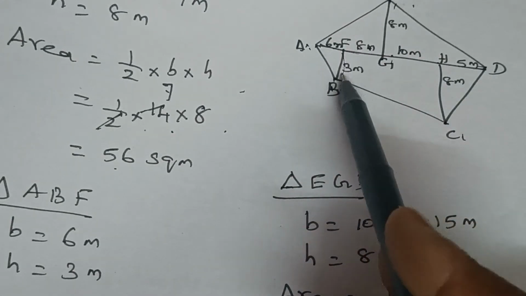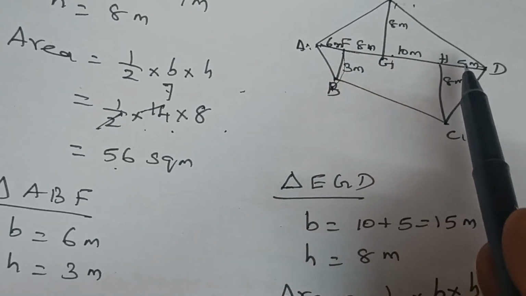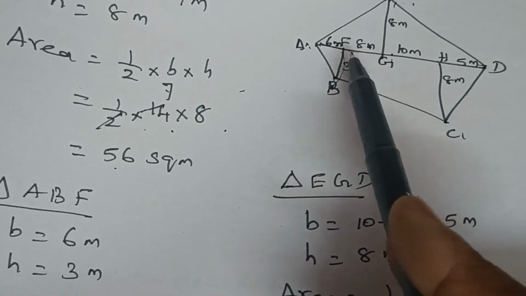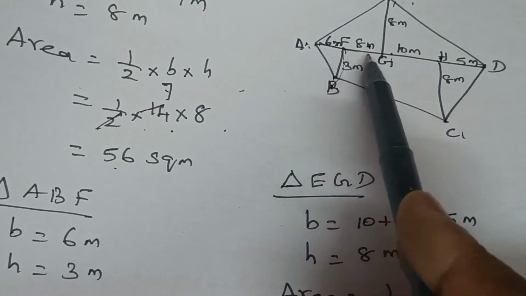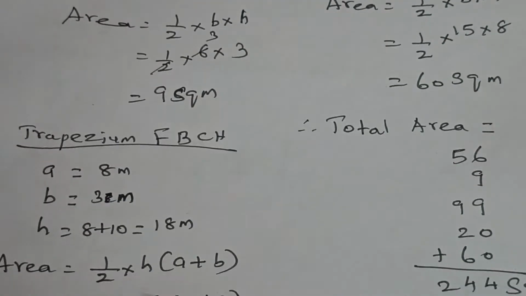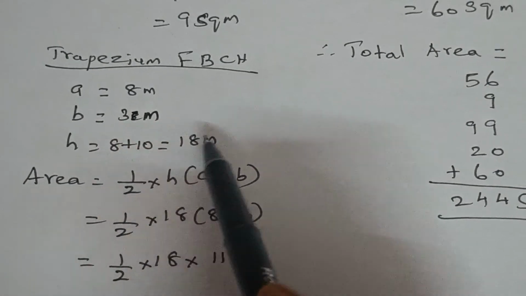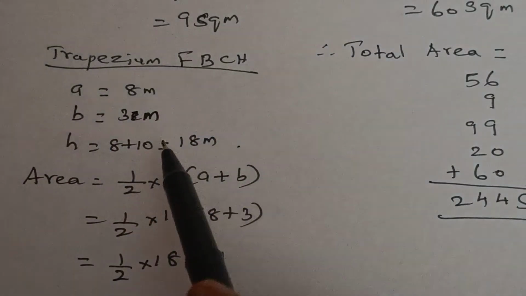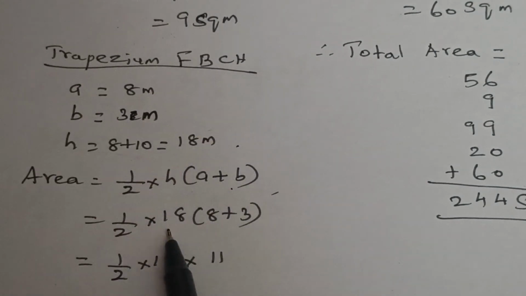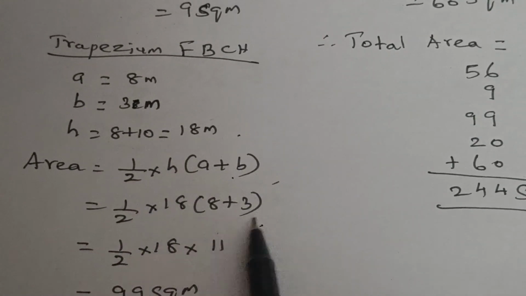Now we'll take the trapezium FBCH. Look at it. What is it? The parallel sides are these, 3 and 8. The parallel sides are A and B. And the height is 8 plus 10, from here to here. Height is 8 plus 10, 18, is the H, and A is 3, B is 8. Area of the trapezium is 1 by 2 into H into A plus B. 1 by 2 into H is 18 into A plus B is 8 plus 3. 1 by 2 into 18 into 8 plus 3 is 11.